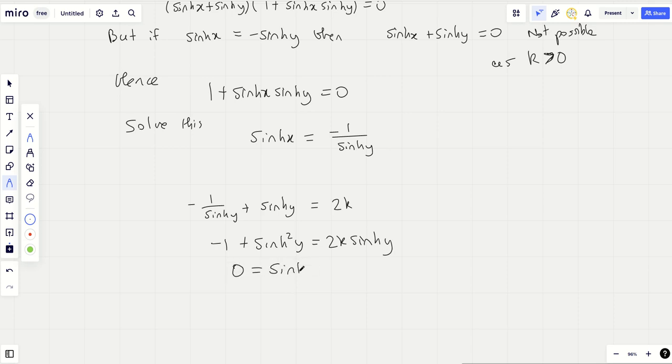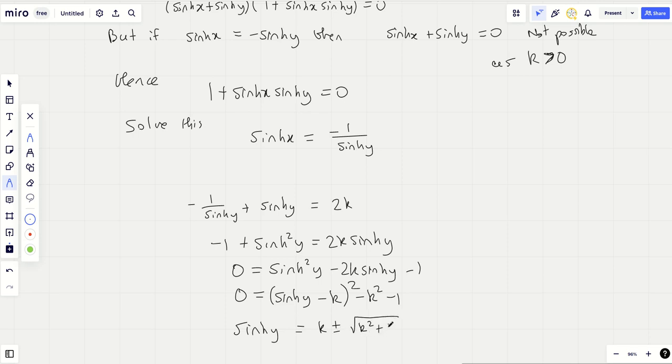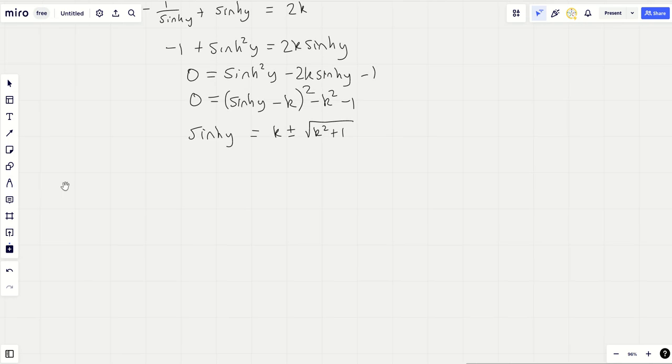So we get sinh squared y minus 2k sinh y minus 1. Personally I solved it by completing the square. So half the coefficient of the middle term, if you like, square it, and then we've got minus k squared minus 1. And so sinh y, if we undo all of that, is going to be k plus or minus the root of k squared plus 1. And so y is arsinh of all of that.